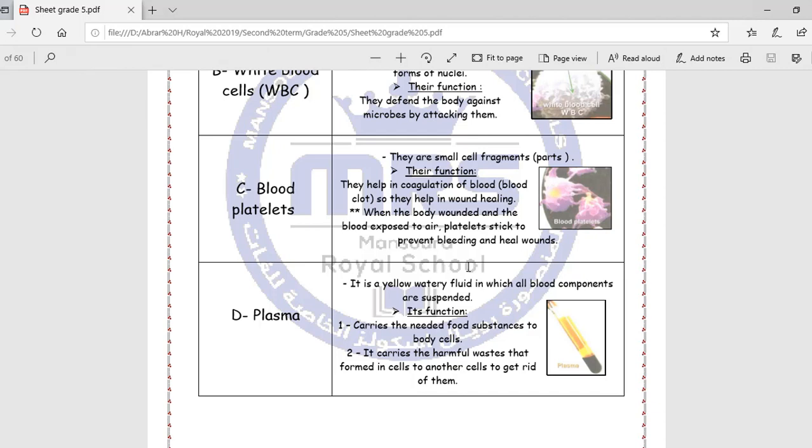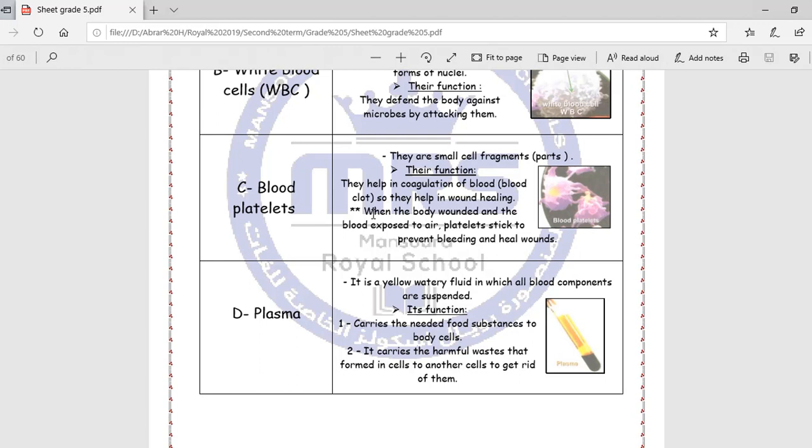You know, when you get injured and your body starts bleeding, after a while you find out that the bleeding stops. Why is that? Because of the blood platelets. The blood platelets form something called a blood clot, and it helps in healing wounds.